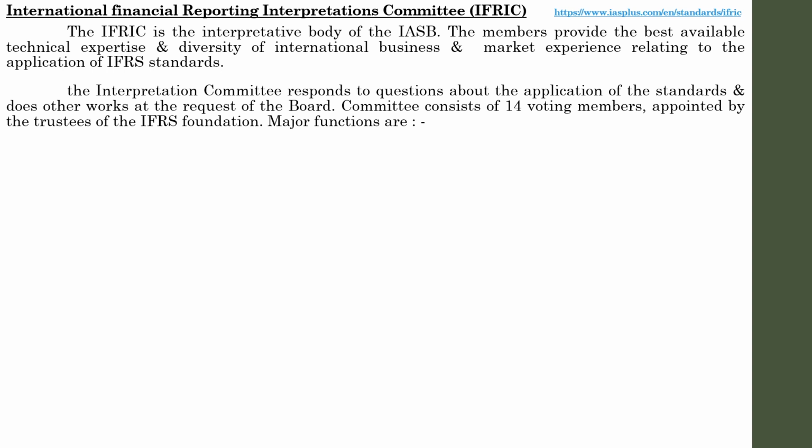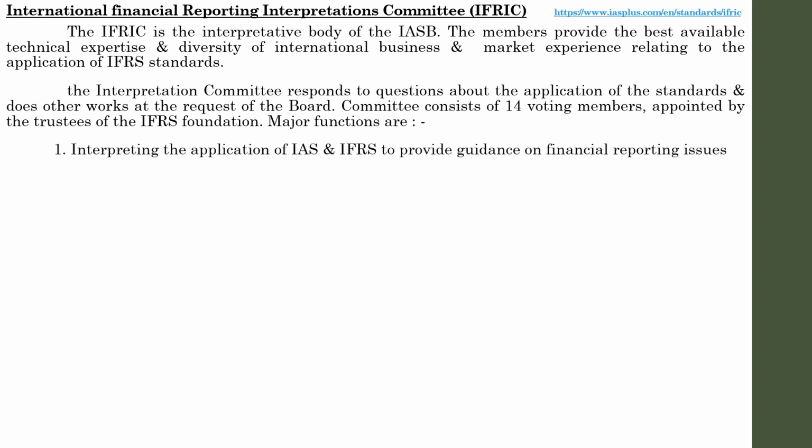So what are the main functions of IFRIC? Interpreting the application of IAS and IFRS to provide guidance on financial reporting issues. IAS means International Accounting Standards. It is an international standard. IFRS means International Financial Reporting Standard. These two standards are almost the same.